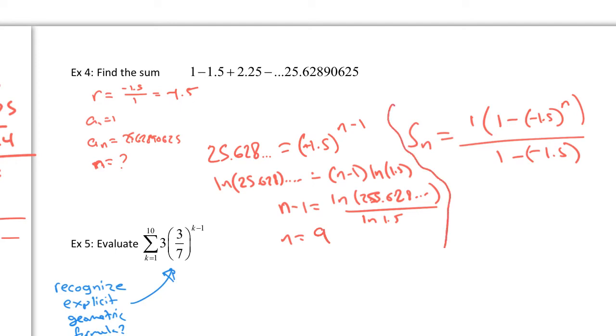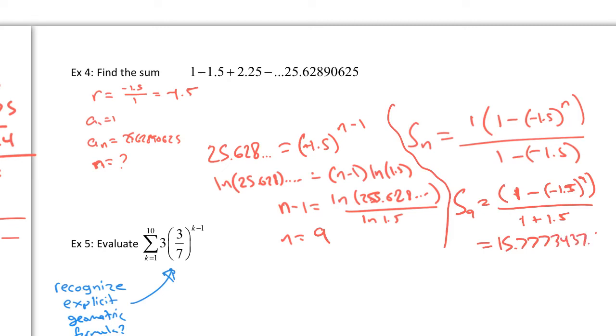So I can go back to my S sub n formula, and I'm actually doing S sub 9 equals 1 times 1 minus, and this time we do need the negative, 1.5 to the 9th, all over 1 plus 1.5, because of the minus negative, and sum that out on your calculator. You get 15.77734375. Great. Woohoo. Okay, that's what it equals.